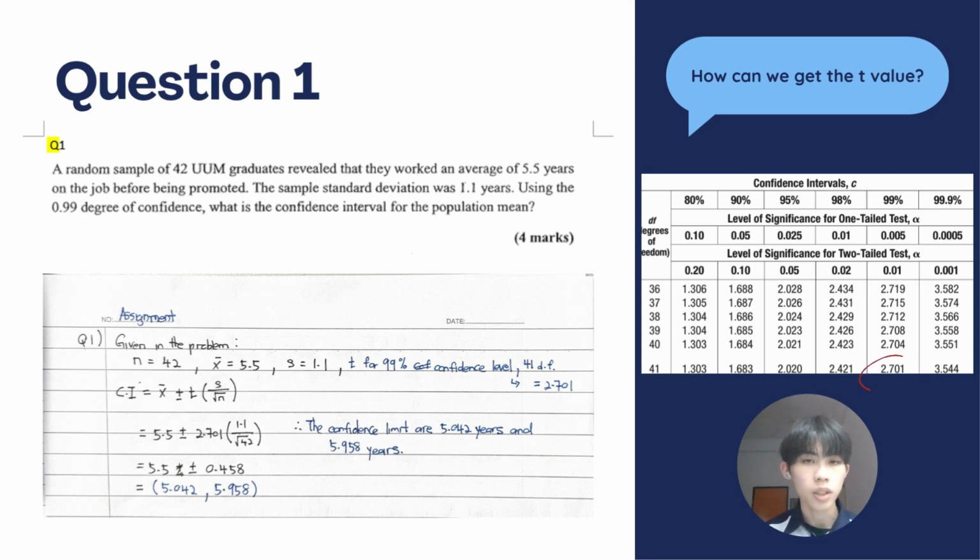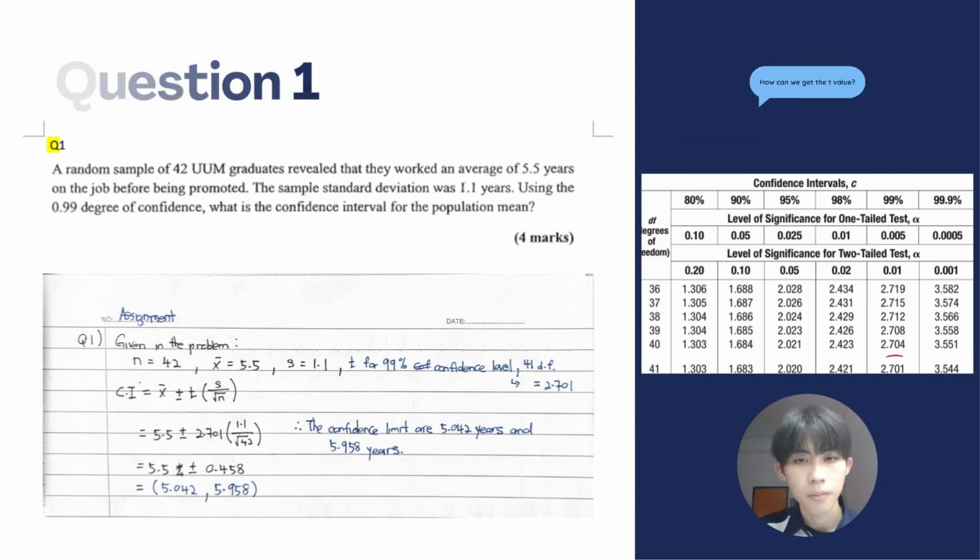Now that we have the data, we just plug it into the formula, which is x bar plus minus t multiplied by s over square root of n. We will get 5.5 plus minus 2.701 multiplied by 1.1 over square root of 42, which gives 5.5 plus minus 0.458. Since I want my answer to be more accurate, I will put it into 3 decimal places. In conclusion, the confidence limits are 5.042 years and 5.958 years.